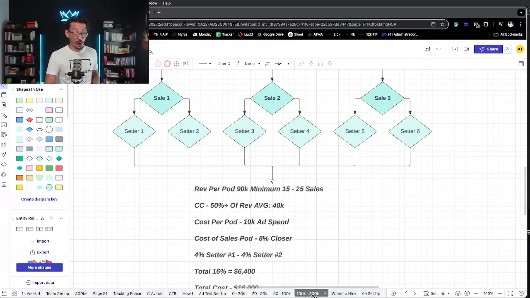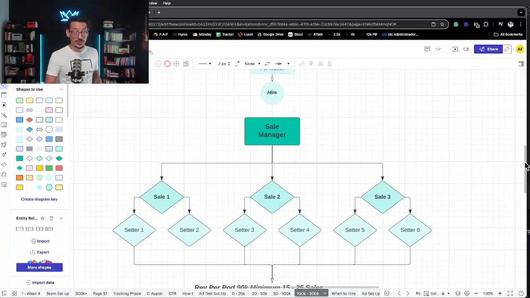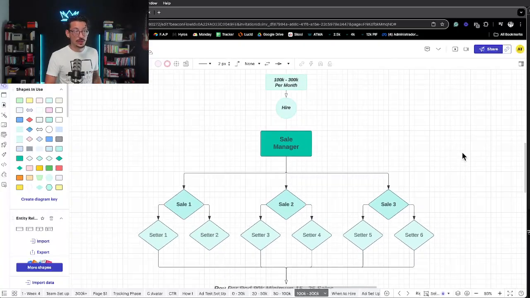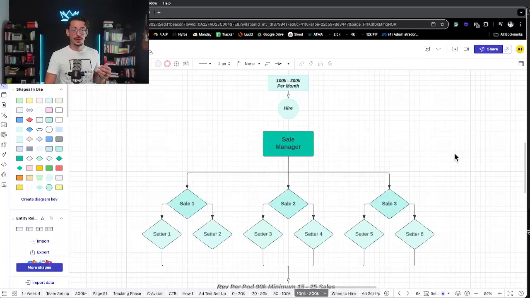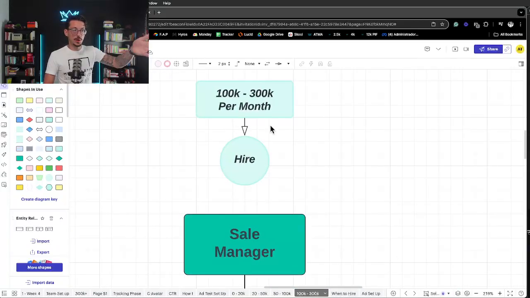Now, from 100 to 300, this is where it starts getting difficult, just because you technically need to have 3 pods. So if you want to go from 100 to 300, it's just duplicating the systems that you have, the pods, the sales pod, just 3 times.